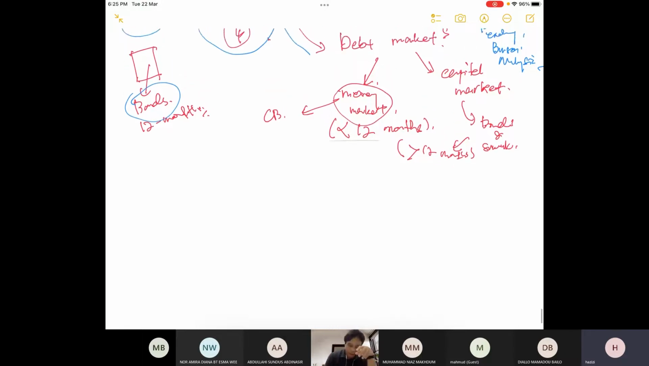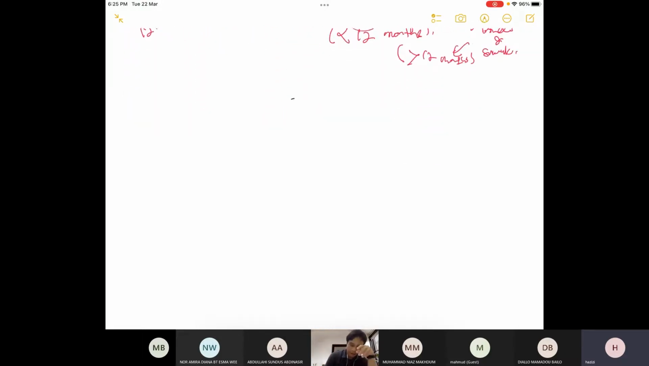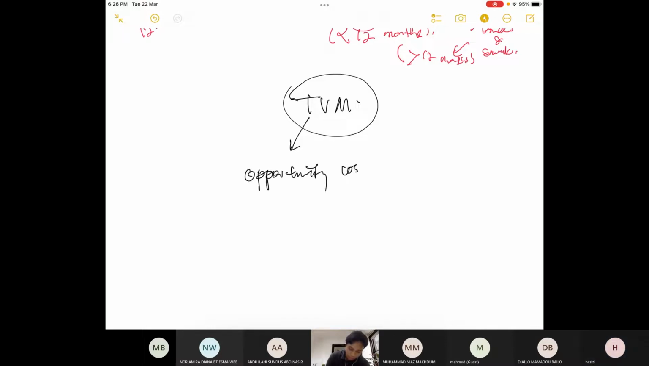So the time value of money, let me just explain using this. The concept of time value of money originated in economics. In economics, you have this concept of opportunity cost. Opportunity cost says that everything you do has consequences. So for example, I put you in this situation.